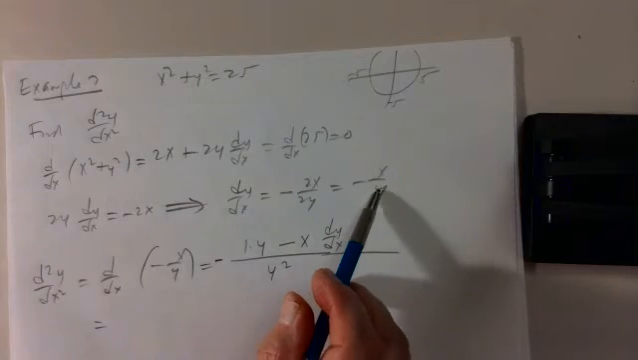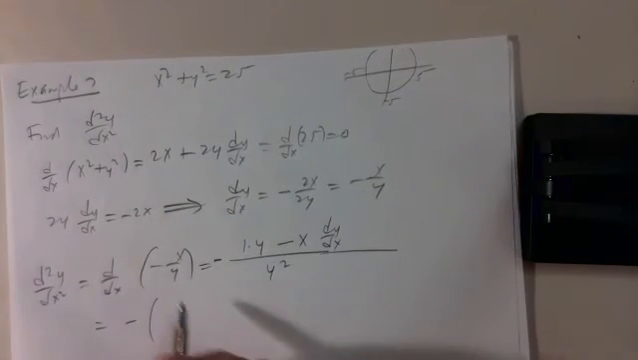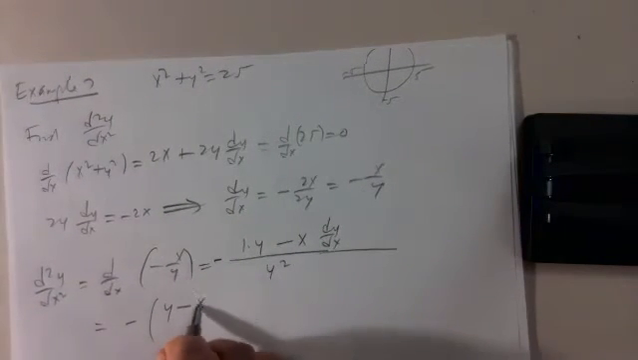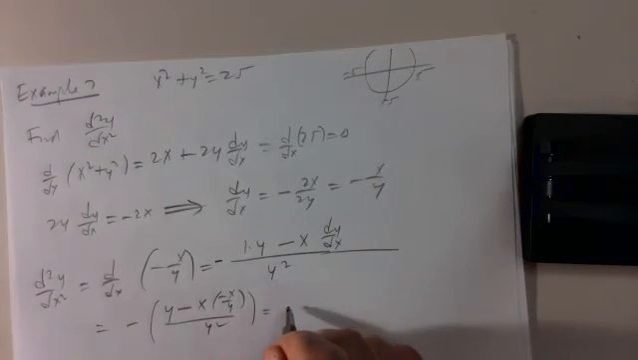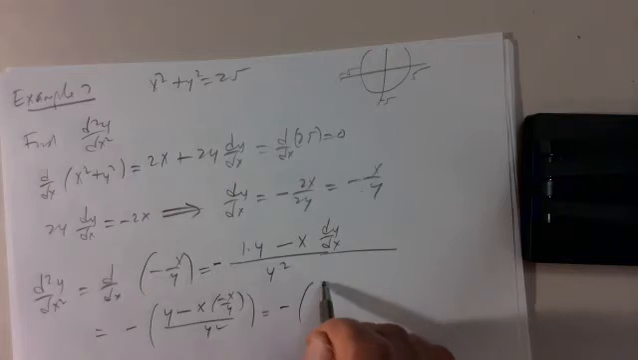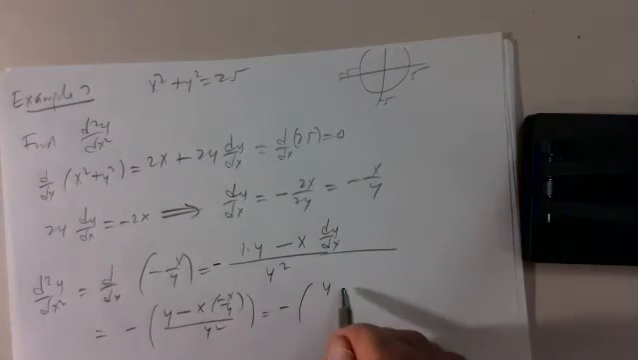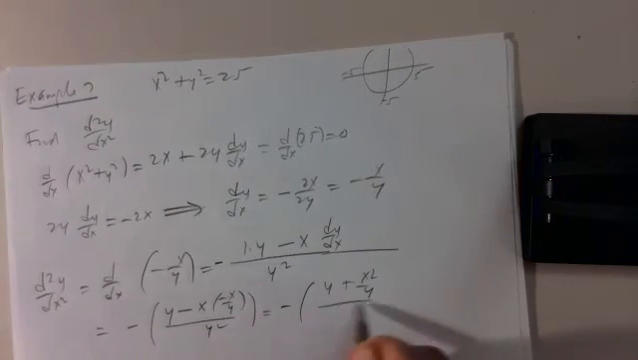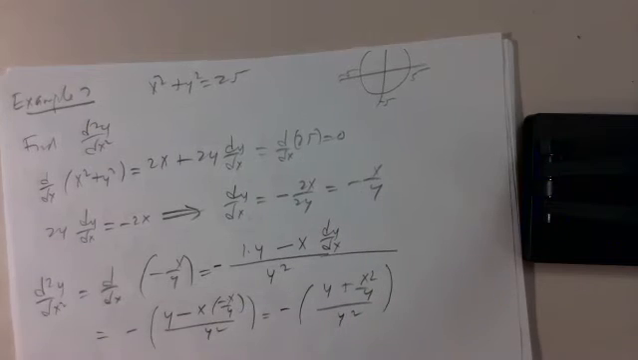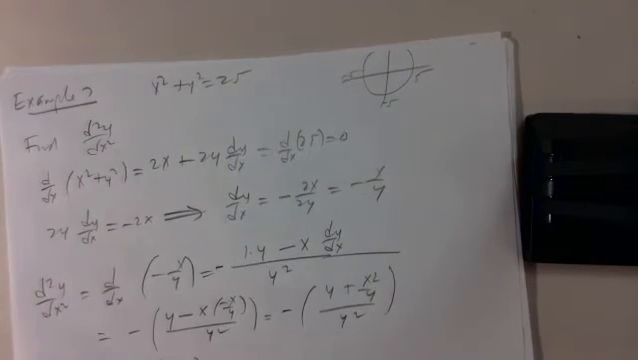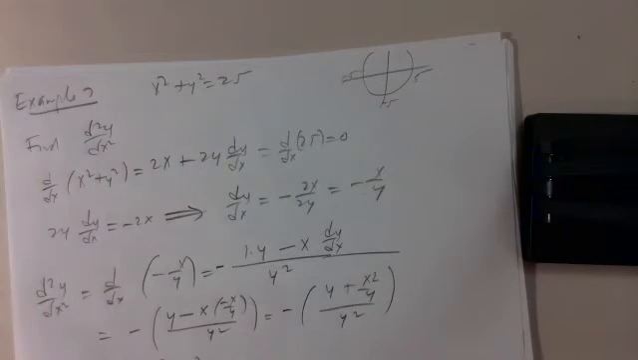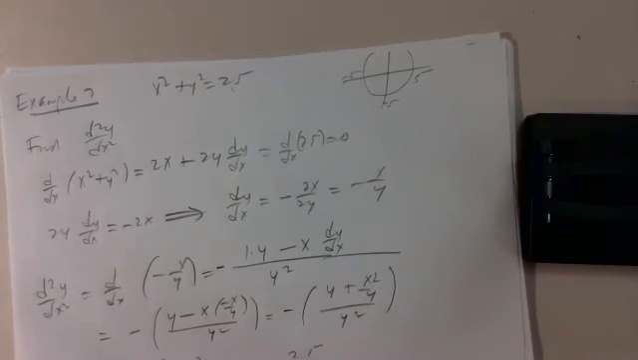Well, we know dy dx is minus x over y. So this is minus y minus x times minus x over y, over y squared. This is minus y, minus times minus is plus, x squared over y, over y squared. So you get minus, if you put it over a common denominator, x squared plus y squared over y cubed. X squared plus y squared is 25. So you get minus 25 over y cubed.